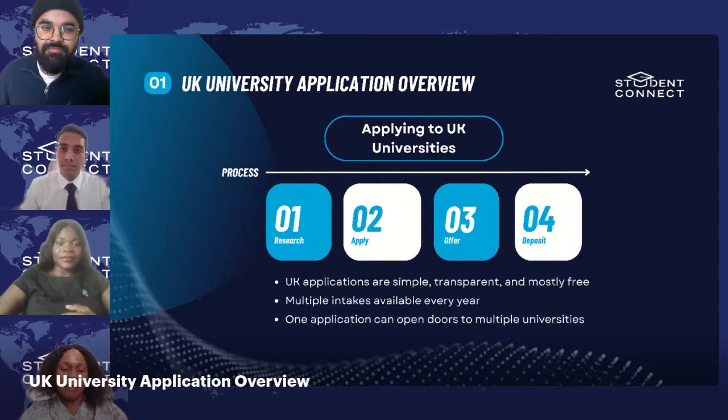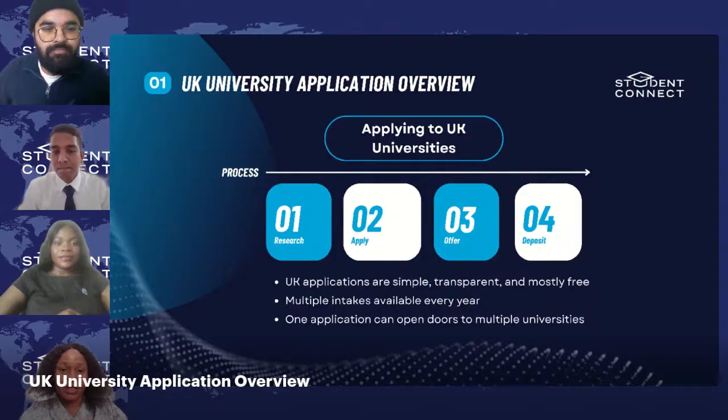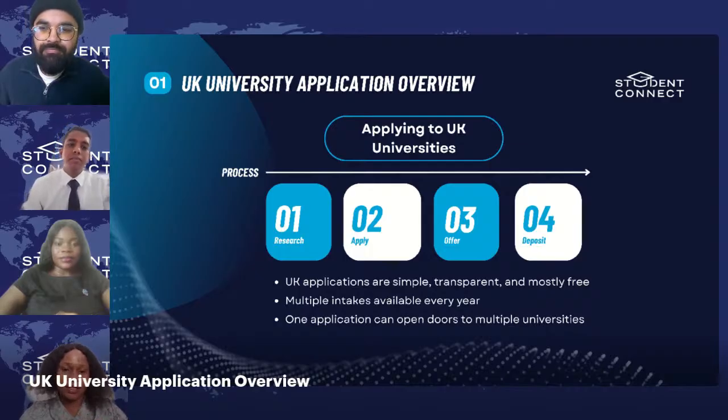Moving forward to the apply stage, after you must have identified the right course for your chosen career, then you move on to submitting application. So this is where Student Connect will be coming in to assist you with university application, reviewing your documents, then assisting to put in the application. The third stage will be the offer stage. So this is receiving an acceptance from the university. This is the stage whereby you get your offer letter.